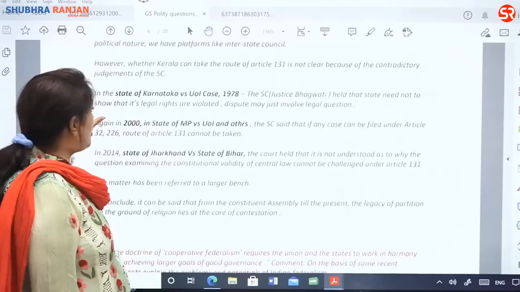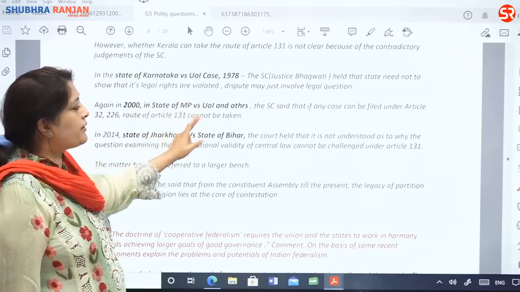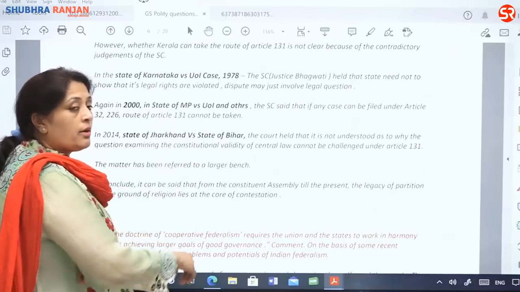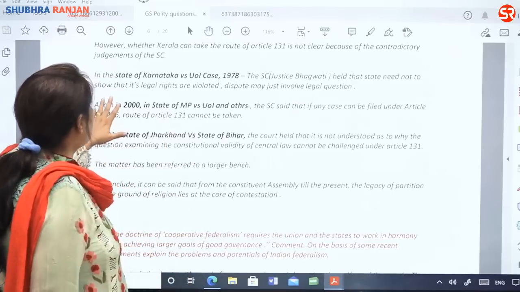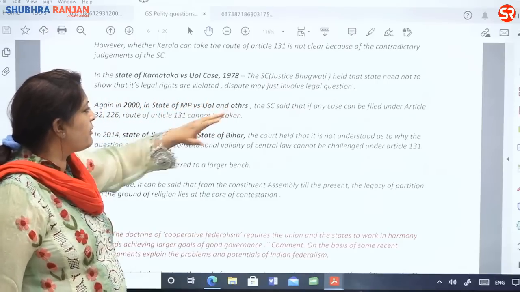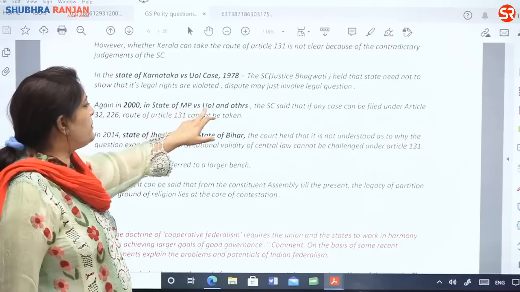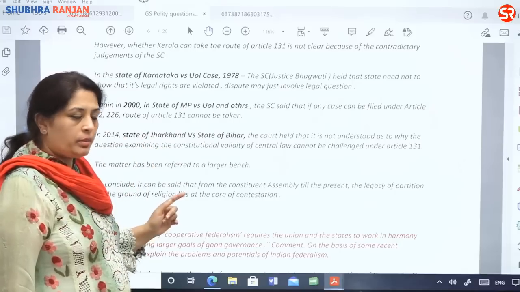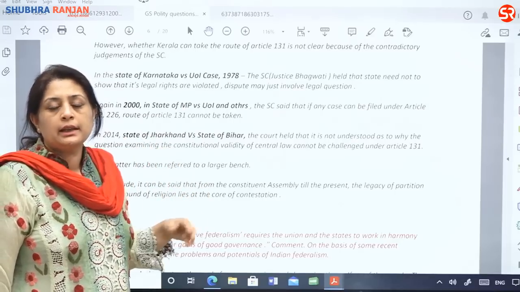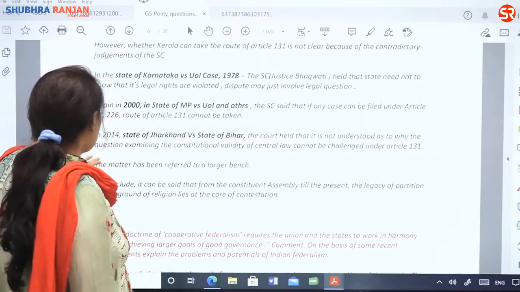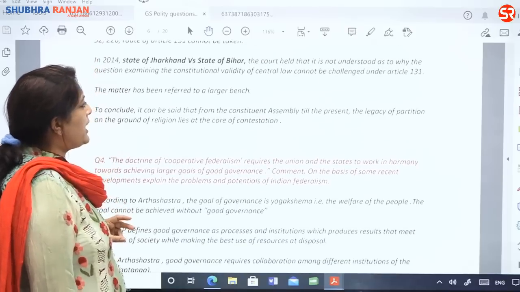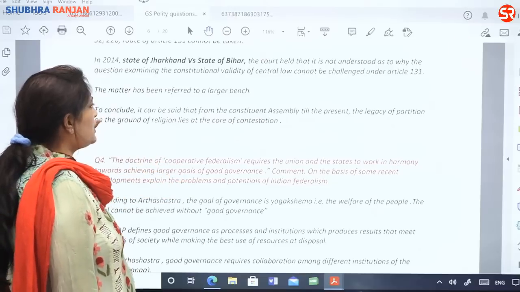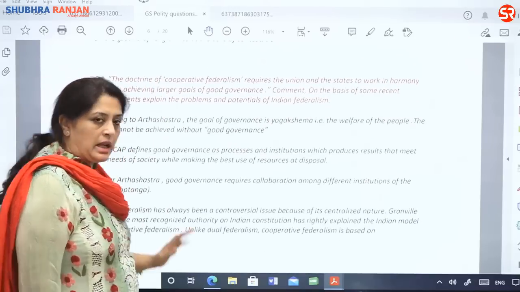Whether it can challenge or not, there are three cases. State of Karnataka, because Article 131 was also in the news. Either a separate question can come or a combined question can come. It was held that the state need not show that its legal rights are violated. In the 2002 MP case, they said no, if the root is Article 32 and 226, 131 cannot be taken, because if it is against Article 14, you should go under Article 13. In 2014, in State of Jharkhand, it was held that it is not understood why the question of examining validity cannot be challenged. So the matter is referred to a larger bench.